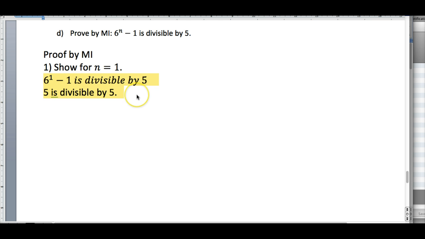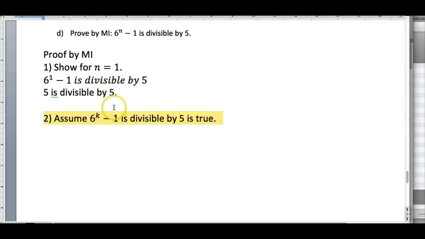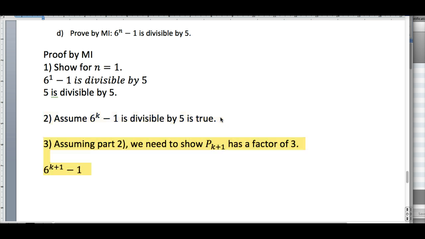No problem. Okay, then I want to go on to the next one where I say that P sub k is assumed by what we're doing. So this would be P sub k, we assume that this is divisible by 5, and that is true. Then the third step is that we want to show that the P sub k plus 1 does have a factor of 5. So we're going to take wherever we see the n and plug in k plus 1.